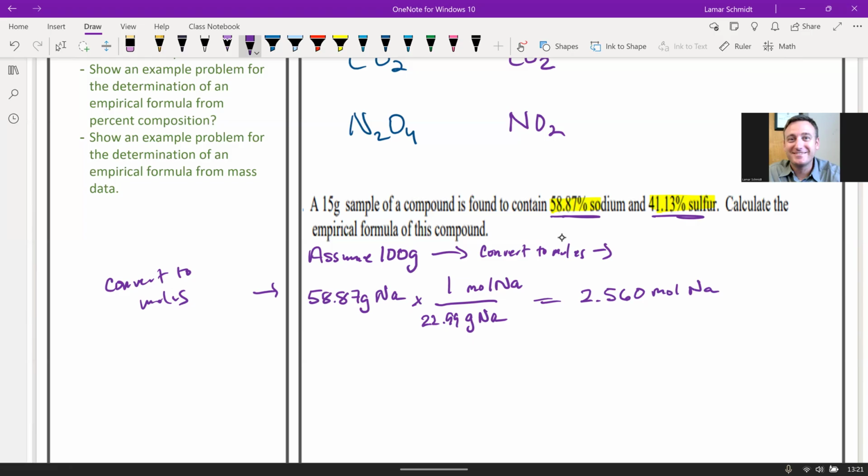But now we go to sulfur. And we start with, if we're assuming 100 grams, 41.13% would be 41.13 grams of sulfur. Now we use our molar mass for sulfur, grams of sulfur, which is, what's the molar mass of sulfur?